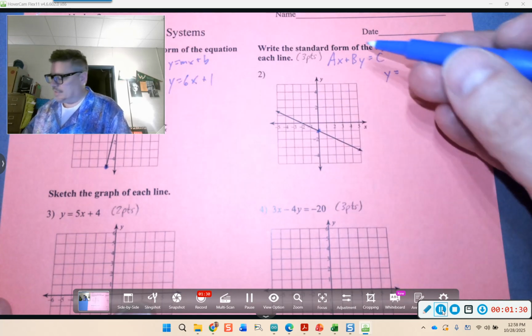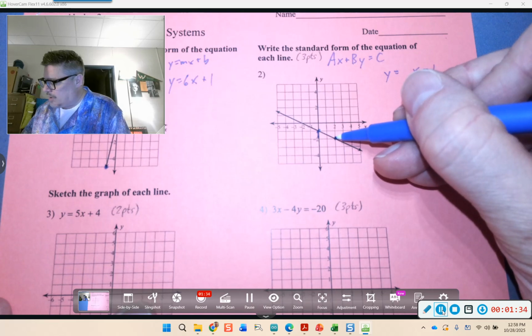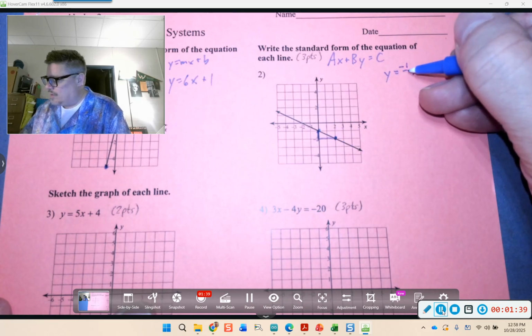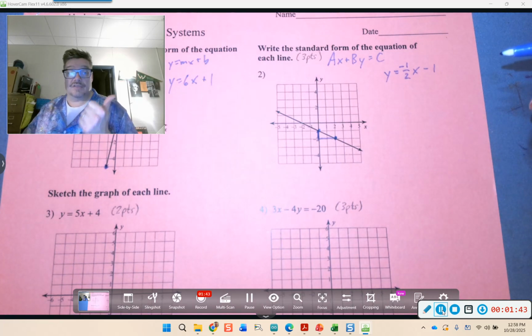So now let's calculate the slope. We see that we go down 1. Well, I see it hits the mark right here. So that looks like a down 1 over 2. All right, now that's fine, but now we've got to change it into standard form.